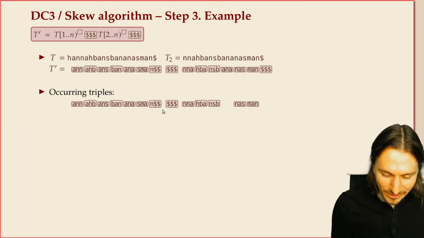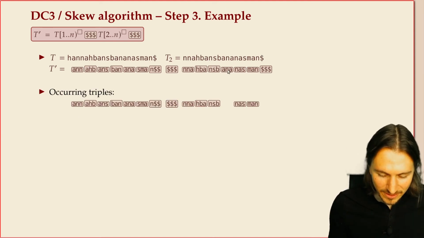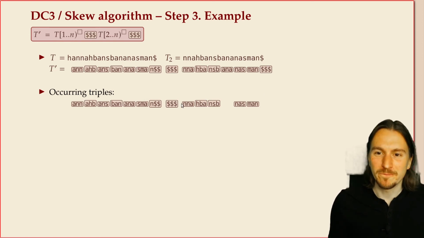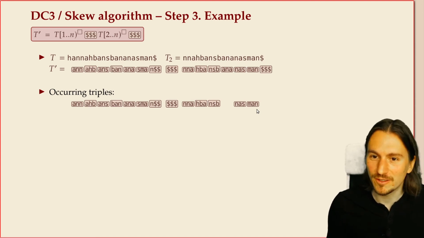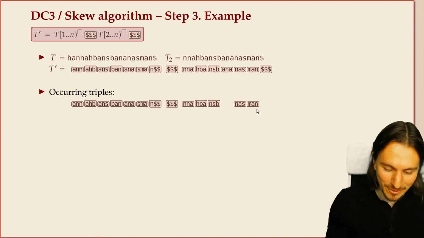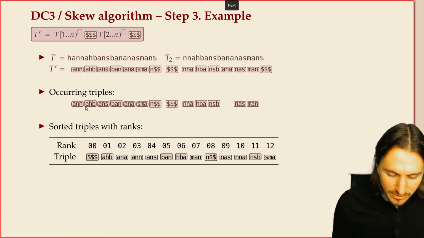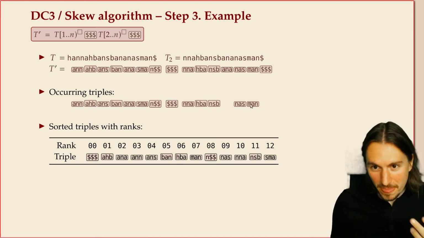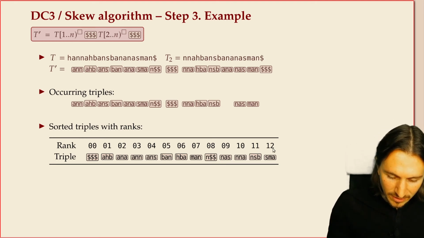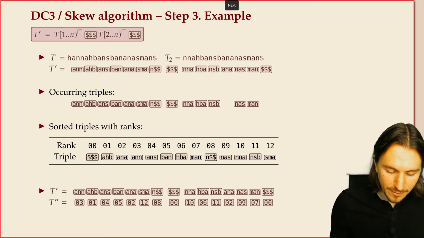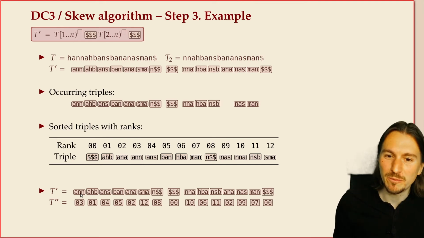The occurring triples are actually these. There's Anna, that's occurring twice, and the dollar, that's occurring twice. There's not many duplicates here, but there's many triples that don't occur here, like triple S or triple N or whatever else. Then you sort those triples that occur, 3 rounds of counting sort. Then you get the ranks of these. And finally, you take every triple and replace it by its rank.